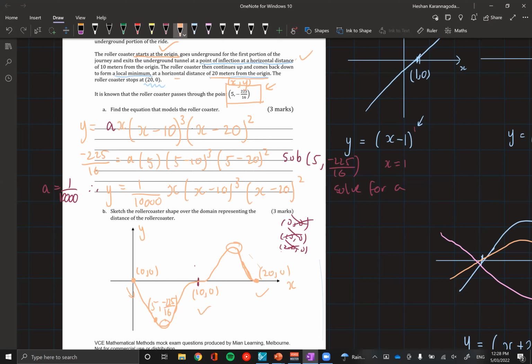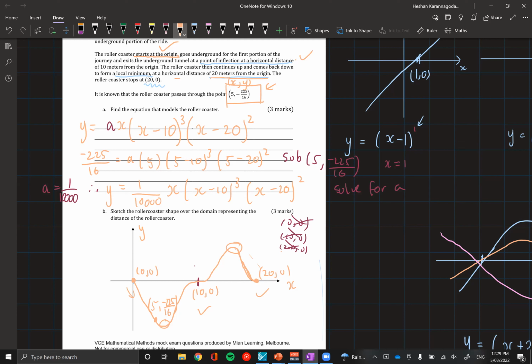Someone said in the chat, will we be expected to label the points, 5, negative 225, 16? Are they asking if we are expected to do it? Yes, given to us? Yes. And also when you're sketching a function, if you do the intercepts and you don't have some sort of anchor point, imagine your teacher looks at that.